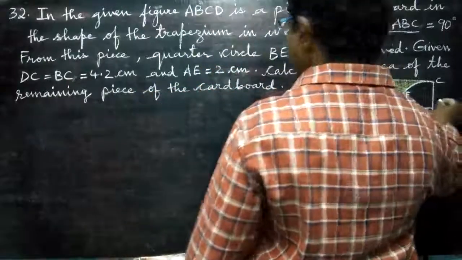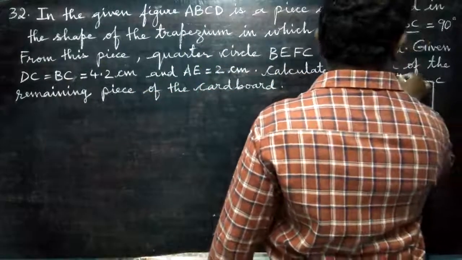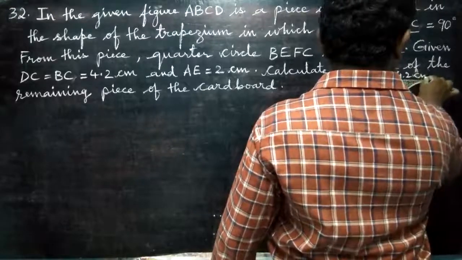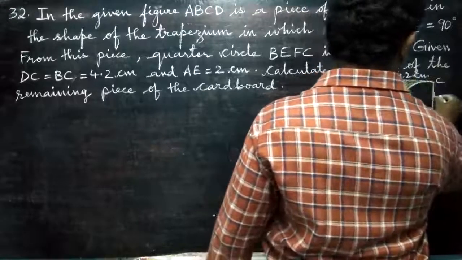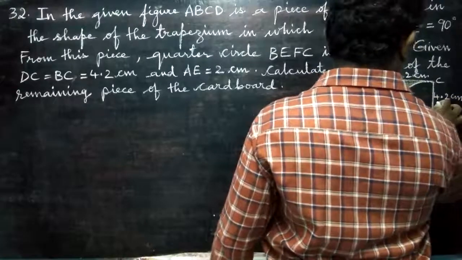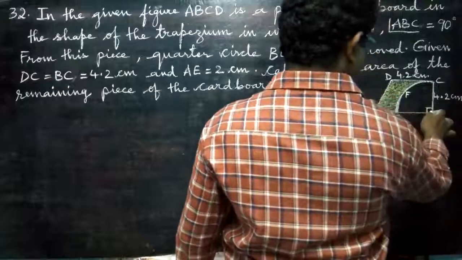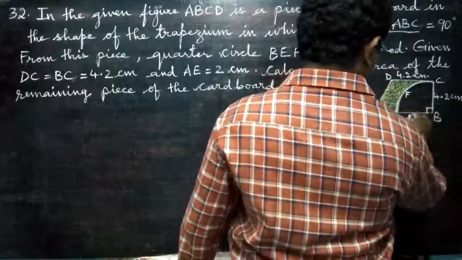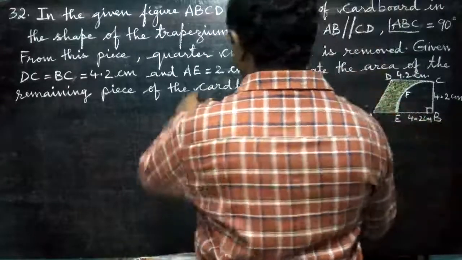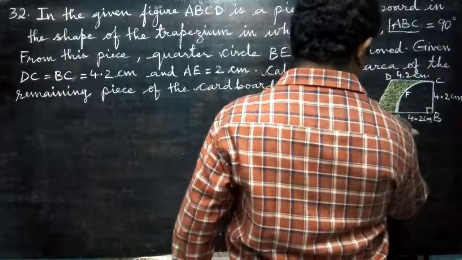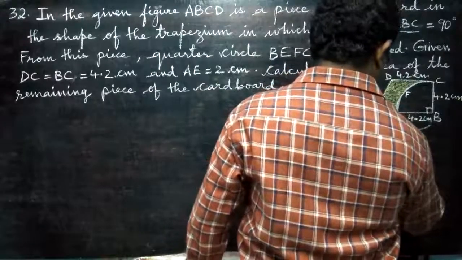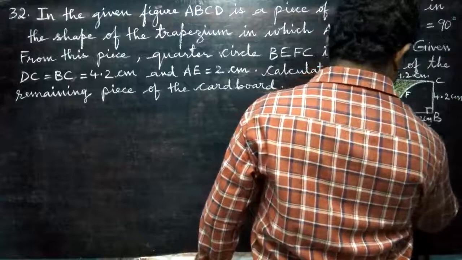DC and BC they have given 4.2 centimeters. This also 4.2 centimeters. If this is 4.2, this is the radius of a quarter circle. This also will be 4.2 centimeters. And AE they have given 2 centimeters. So total how much means 6.2 centimeters, AB.